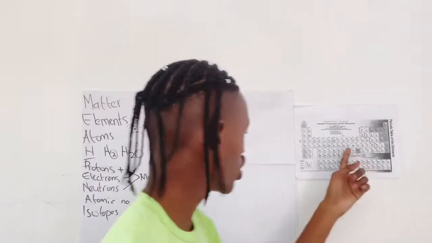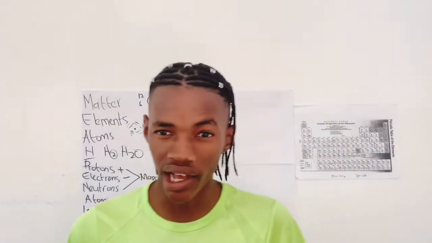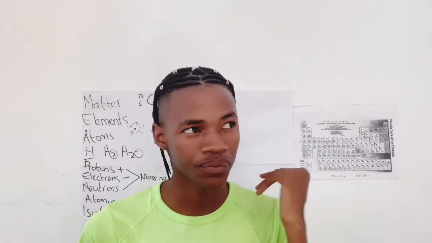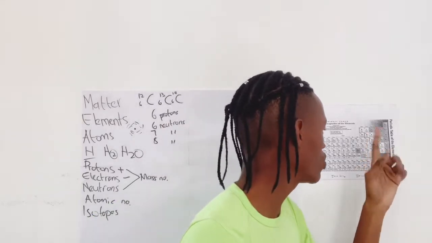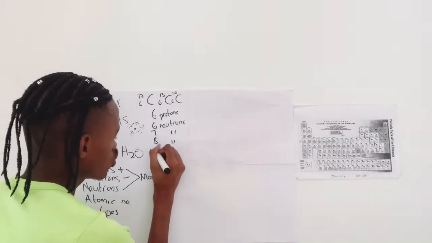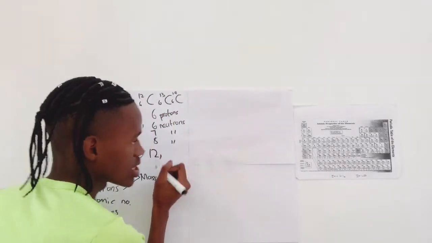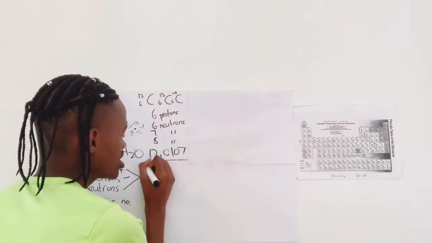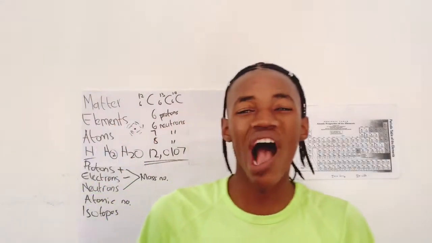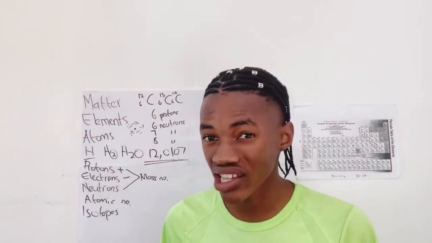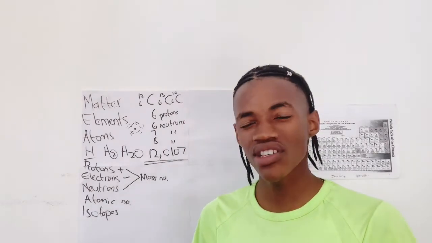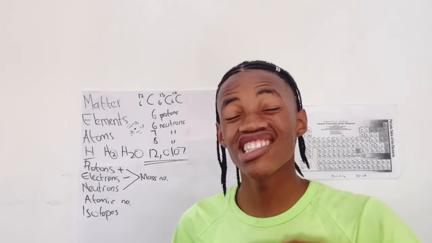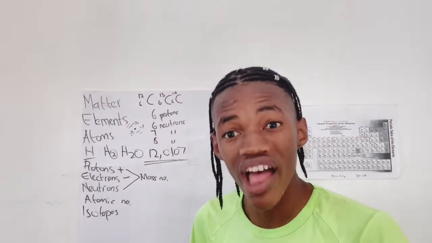And then when you look at your periodic table, you will see a number at the bottom of the type of elements. For example, in carbon, we see that the number is 12.0107. You see this number here, this is your average atomic weight. It's actually usually called the atomic weight, and the atomic weight is the average of all the isotopes.